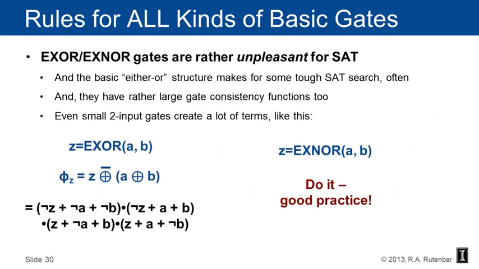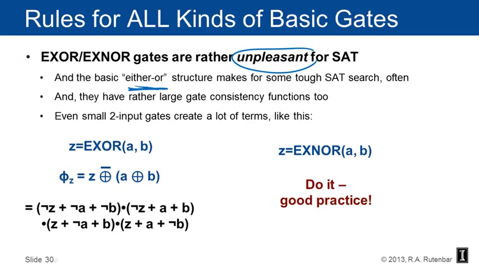Now, one other thing that I will admit, and this is unfortunate, but I have to tell you how XOR gates and XNOR gates work because they also have gate consistency functions. And the problem is XOR gates and XNOR gates are rather unpleasant for SAT solvers. The basic either-or structure makes for some tough SAT search. And they have rather large gate consistency functions too. So just the small two-input gates creates a lot of terms.